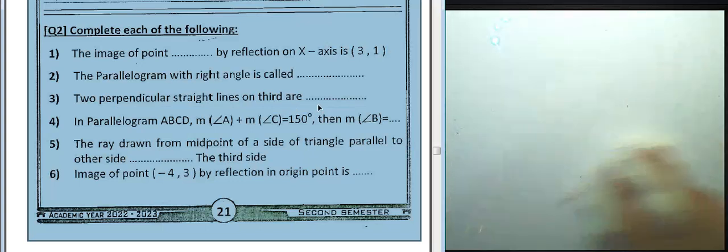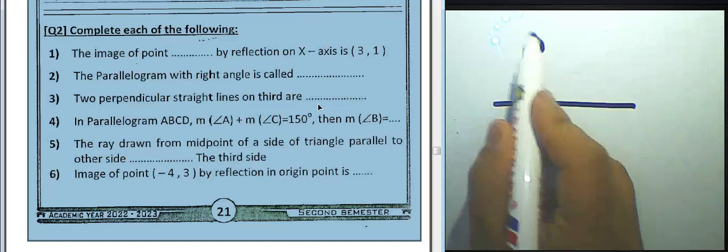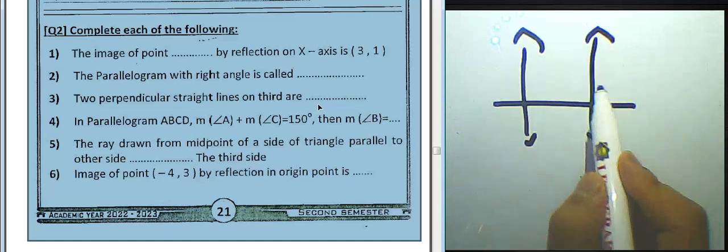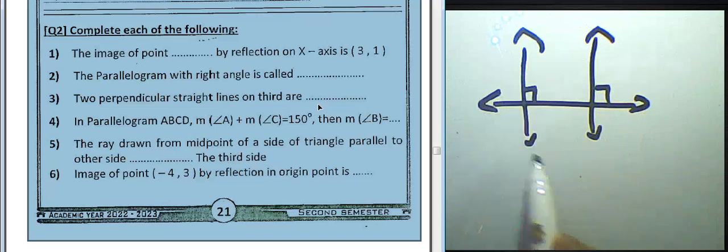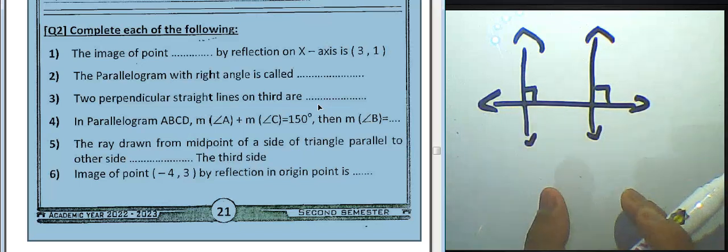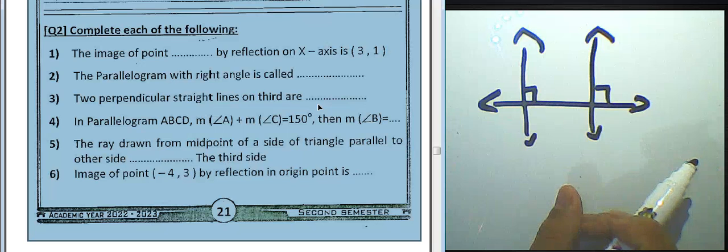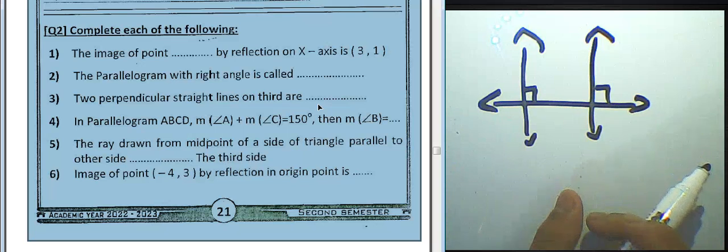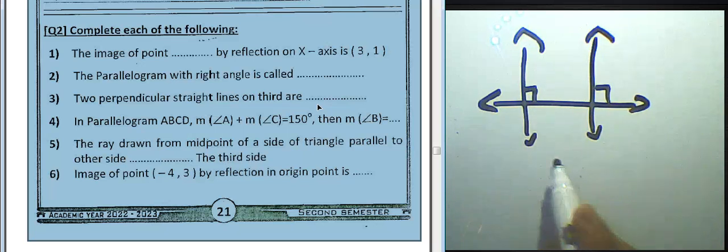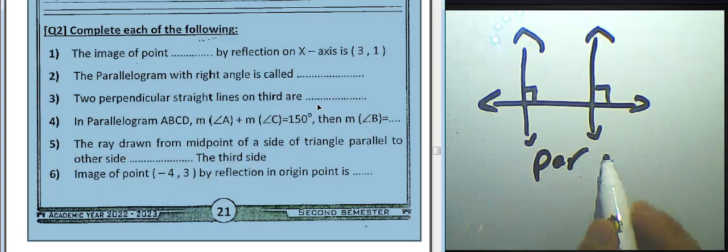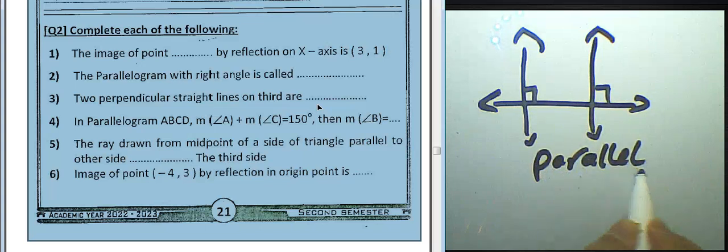Question 3. Two perpendicular straight lines on a third are what? Think with me here. Two straight lines perpendicular to a third are parallel. Right, parallel.